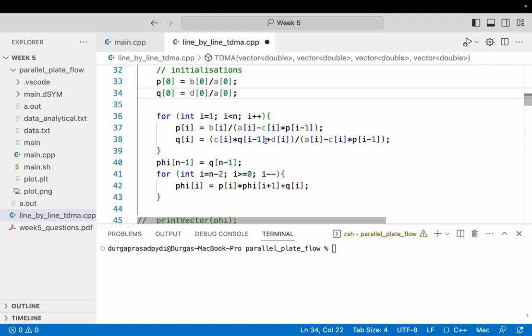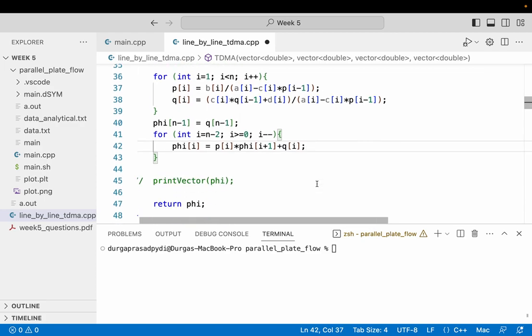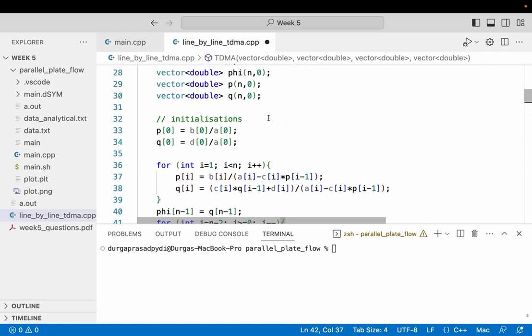While you iterate, you will eventually get all the values, and for the last cell Phi is essentially equal to Q. Once you get the last value of Phi, you iterate back. Phi is given in terms of Phi i plus 1 and Q, so Phi i is essentially P i times Phi i plus 1 plus Q i. You know the last cell value, so if you substitute n minus 2, you'll get the value of n minus 1, and go on till you get all the values, and then you just return it. So TDMA is straightforward.